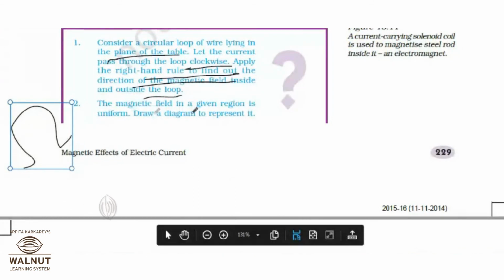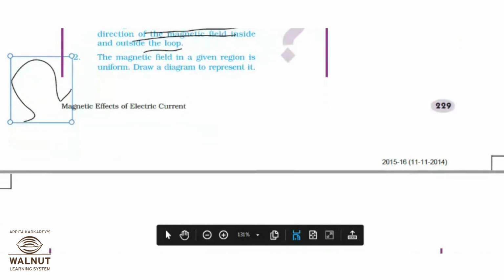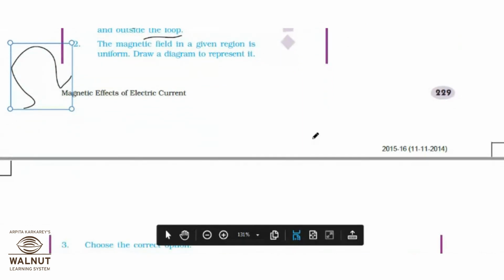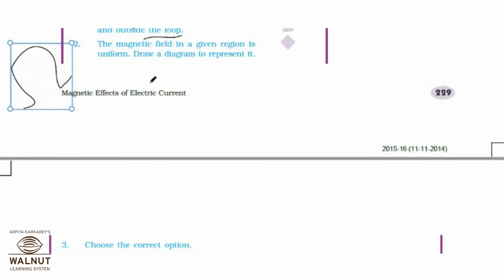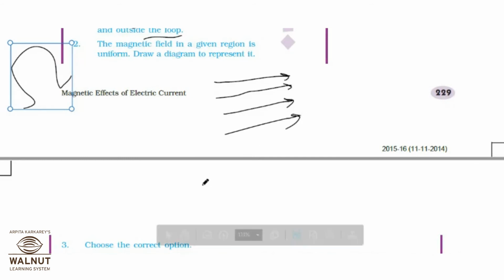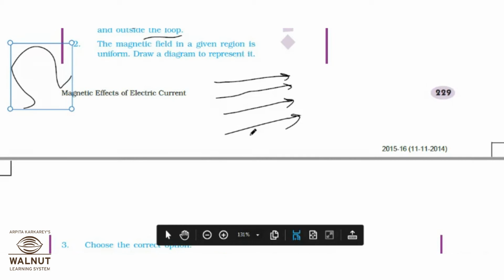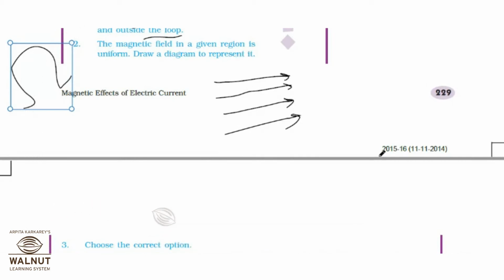Then second is the magnetic field in a given region is uniform. Draw a diagram to represent it. How will you draw a magnetic field line in a region if it is uniform? How will you represent the uniformity? You can draw it like this. Just like in case of solenoid, all the field lines are parallel. So you have to draw the parallel lines. Parallel lines signify that the magnetic field is uniform.